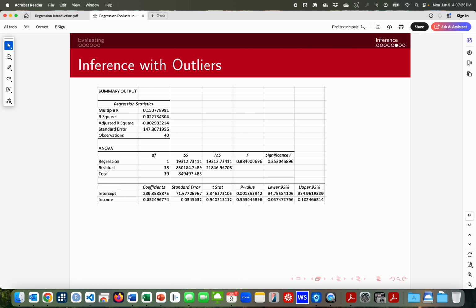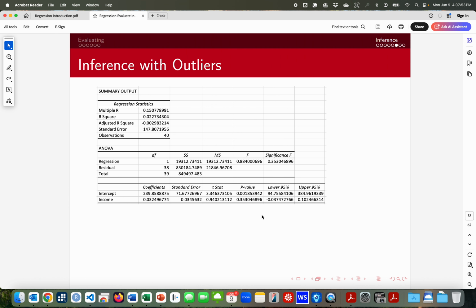So now we are no longer finding a statistically significant relationship between income and food expenditure, and the only thing that changed was the value of one observation. So when you have outliers, you have to look at your data before you start estimating your regression to make sure something like this isn't going to have a significant impact on your results.